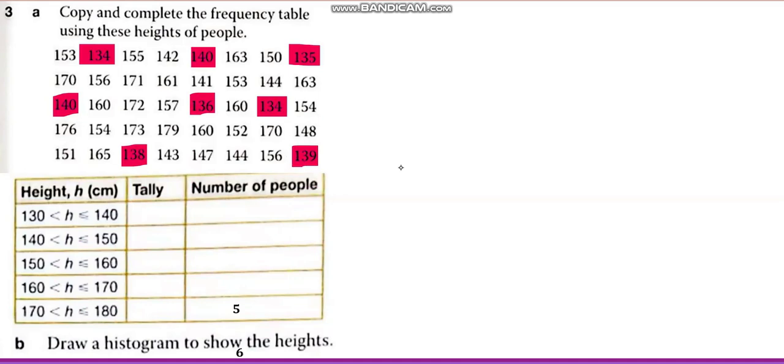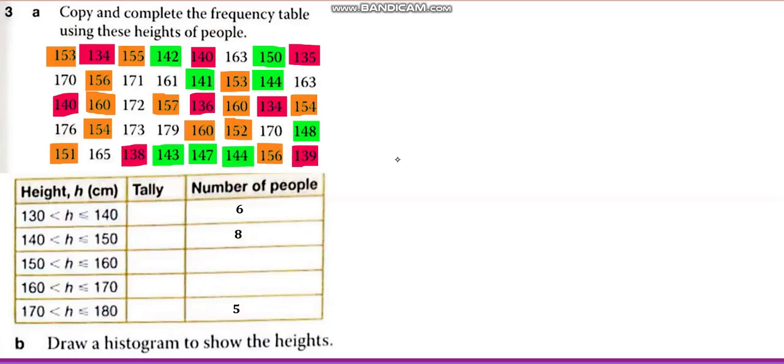So there are 6 people who exist in this interval, and then there are 8 who exist in the next interval. Similarly, there are 13 who exist in the third interval, and there are 6 again who exist in the fourth interval, and then there will be 5 who exist in the last interval.